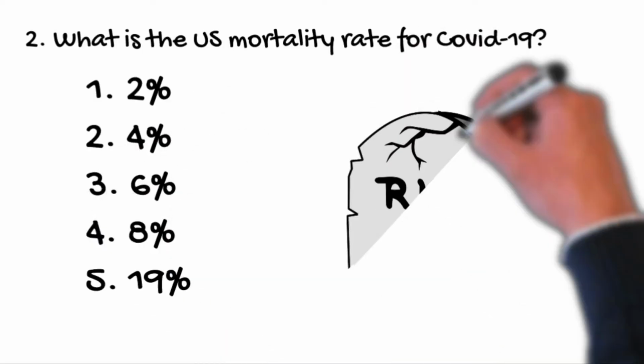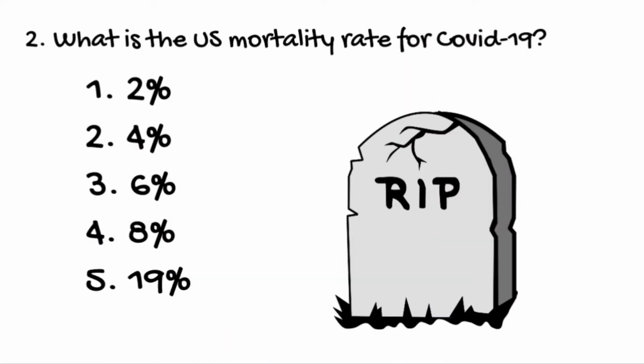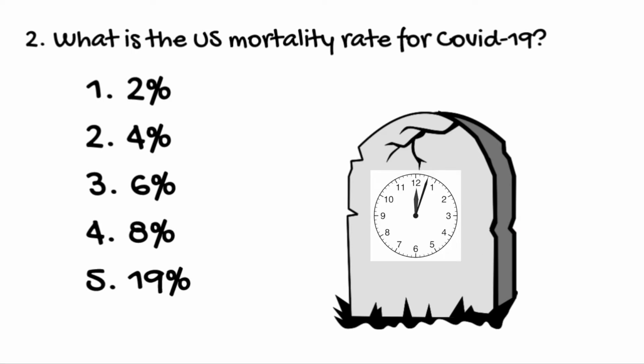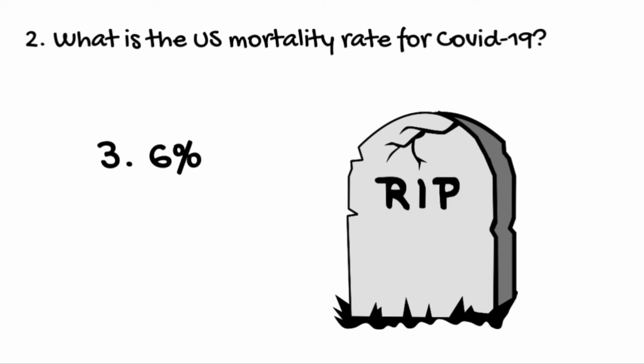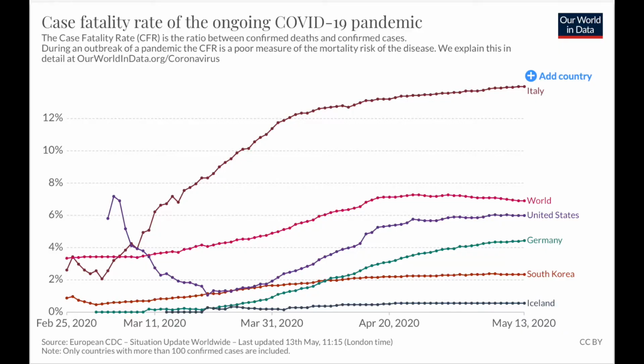Cheers. U.S. mortality rate for COVID-19. 2%, 4%, 6%, 8%, or 19%? It is number 3, 6%. Yeah, this one was a little harder. I had to limit it to the U.S. as each country has a different mortality rate. Look at this graph. All these countries had different mortality rates, and you can see the U.S. has a mortality rate of 6%.